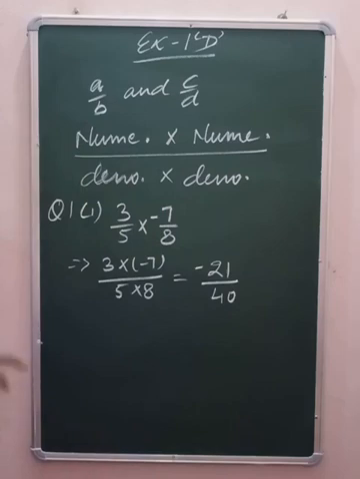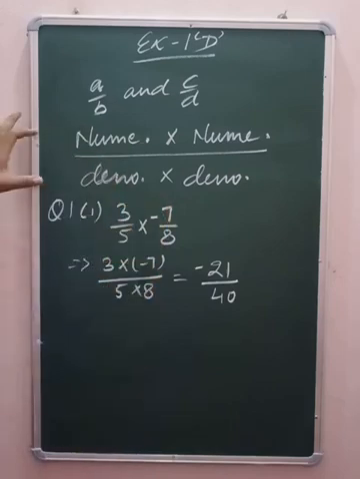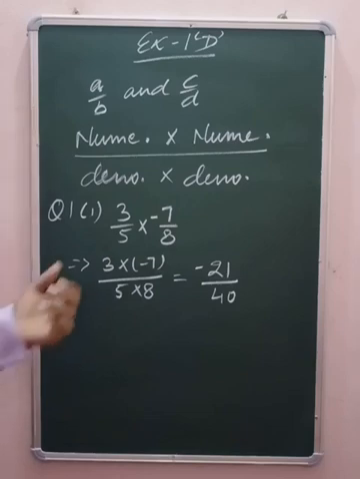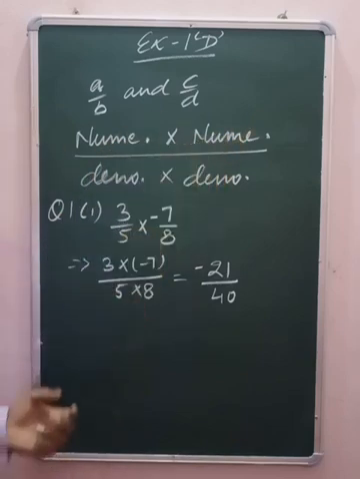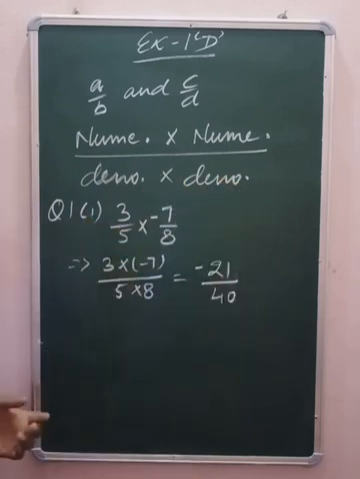So in every question, you will follow the same process and the same rules, that the numerator is multiplied to the numerator and the denominator is multiplied to the denominator, with which we have solved this question.